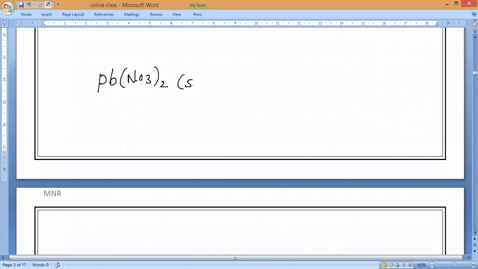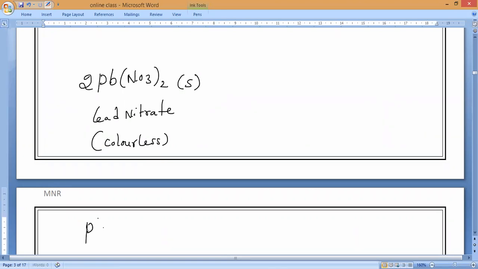Kindly remember, what is the state of it? Solid state. Understand, everybody? So lead nitrate, what is the color of this one? Very, very important: it is a colorless substance. While balancing, I am also writing colorless substance. Remember, Pb valence is 2 plus, nitrate valence is minus 1.